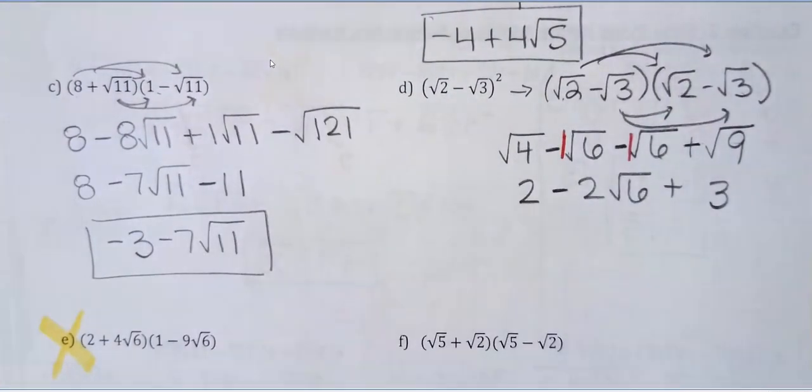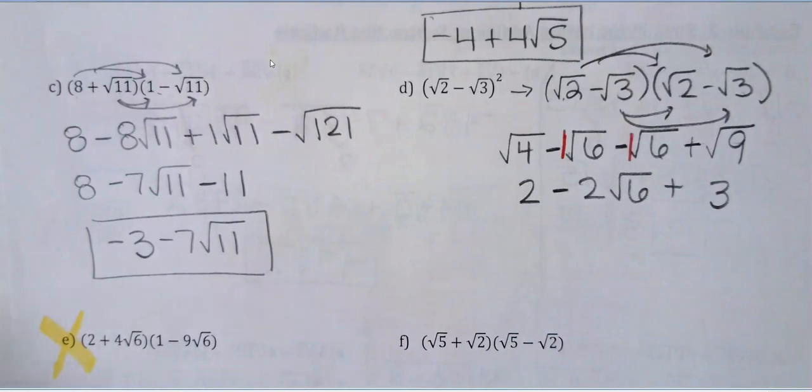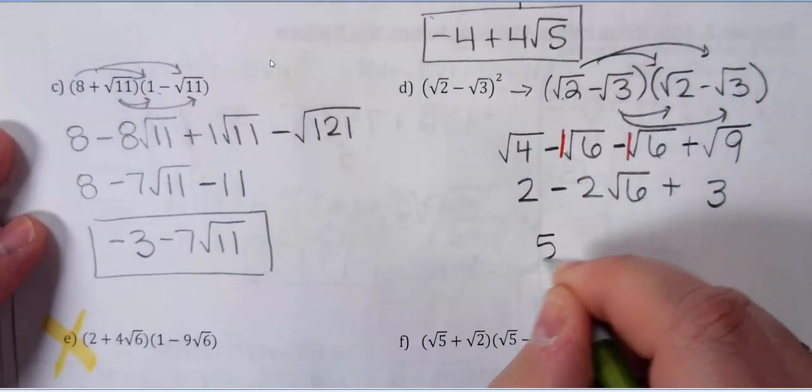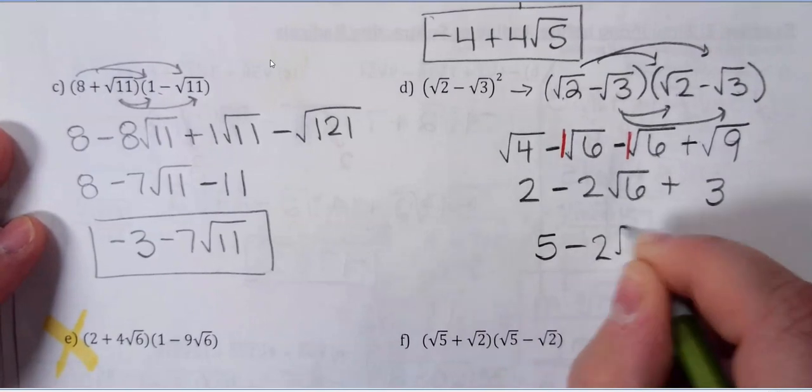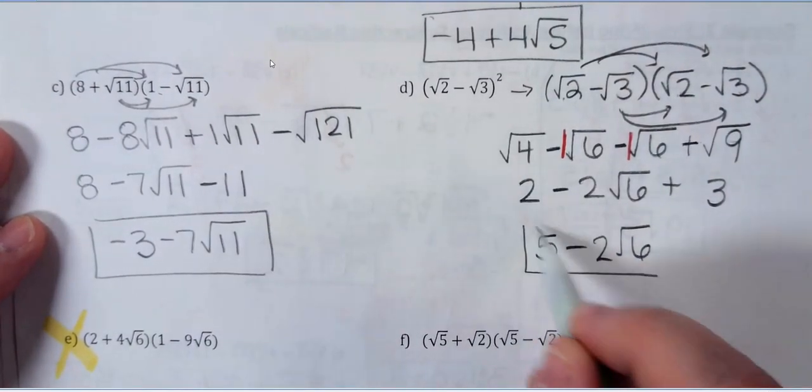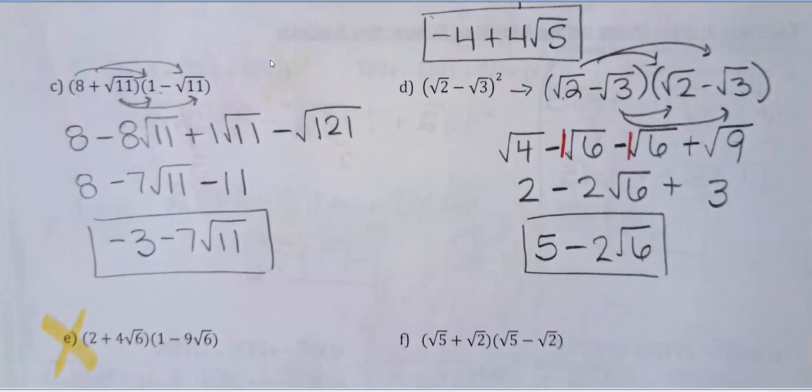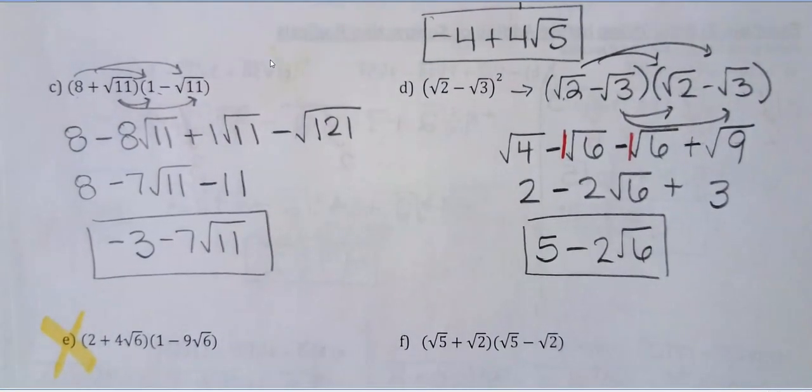The only other thing I can do there, I can actually take the 2 and 3. Those are just both plain numbers. Add those together. So I would write this as 5 minus 2 roots of 6. And again, you can't do anything else there because I have 5 as a plain number. Negative 2 roots of 6 is a radical, and we can't combine those. Does anybody have a question?